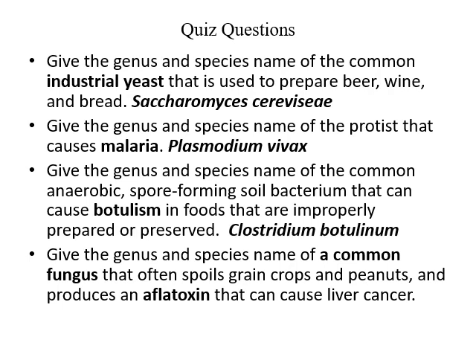Finally, give the genus and species name for a common fungus that is often in the soil. It grows on and spoils grain crops like corn and peanuts, and it produces an aflatoxin that causes liver cancer. Do you remember the name of that khaki green fungus that we saw growing on the corn earlier in the slideshow? And the answer is Aspergillus flavus.